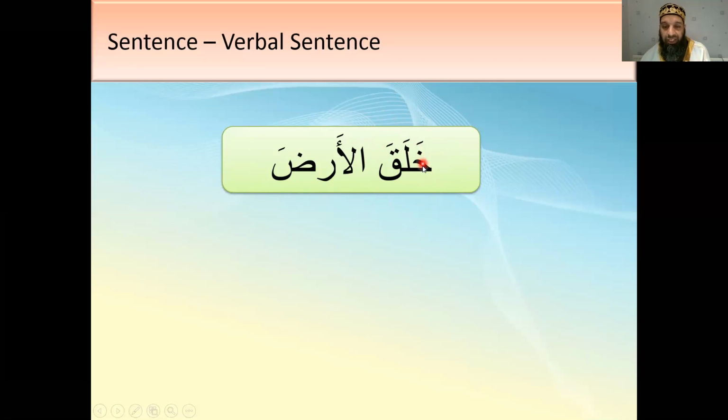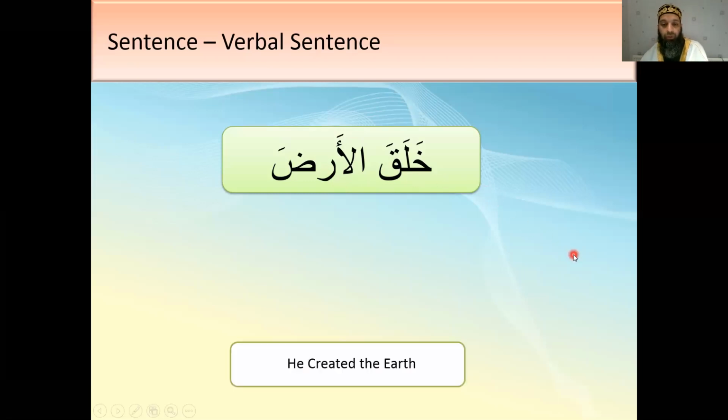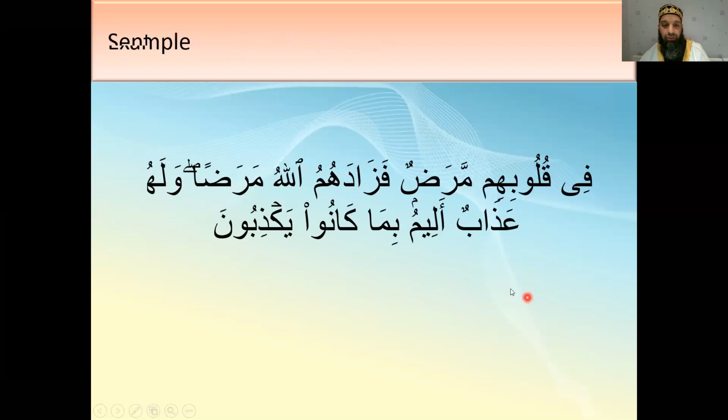So khalaqa, he created. Okay, let's look at the next word, al-arda. So it means he created the earth. It's not mentioned by name who did the creation, but he created is all in this one word, khalaqa. A root word always means he did that thing. Khalaqa means he created. Al-arda is the thing that the creation is done to. So he created the earth. There's no fa'il, there's no doer in these two words. Everybody happy with that? Yes. Okay. Good.